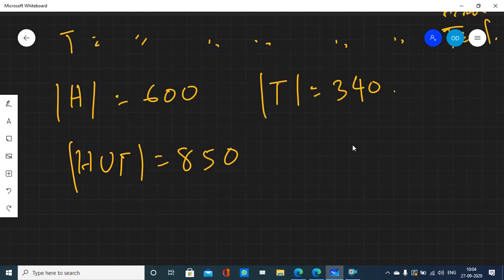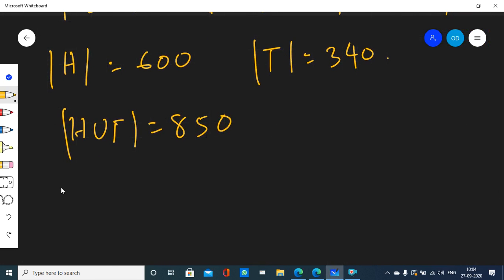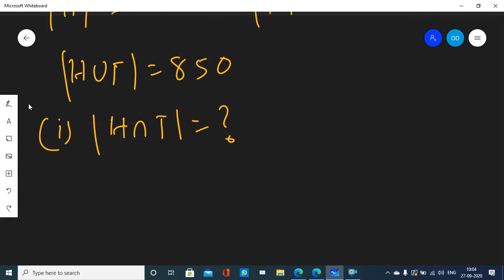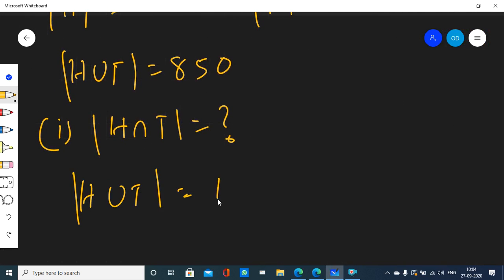And the question is, how many speak both Hindi and Tamil? Okay, let's solve the first point. Then the cardinality of H intersection T is asked. Guys, we know the formula for cardinality of H union T, which is cardinality of H plus cardinality of T minus cardinality of H intersection T.